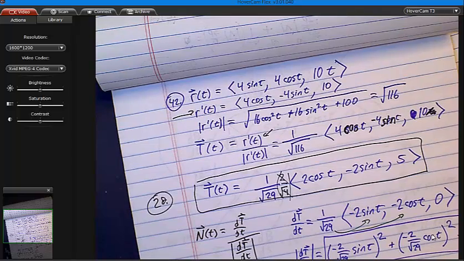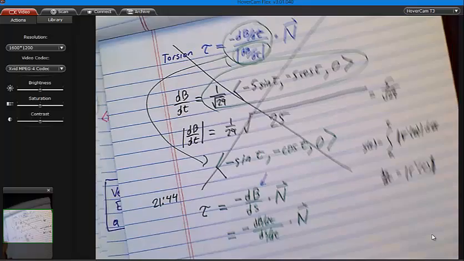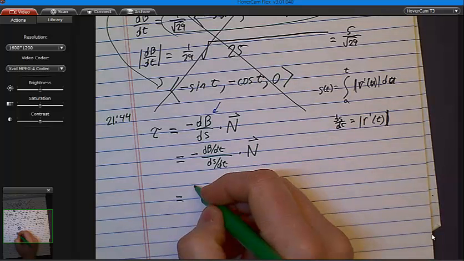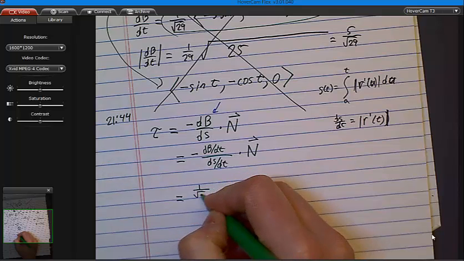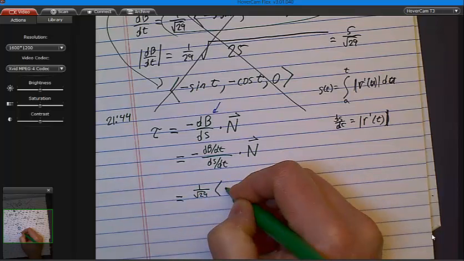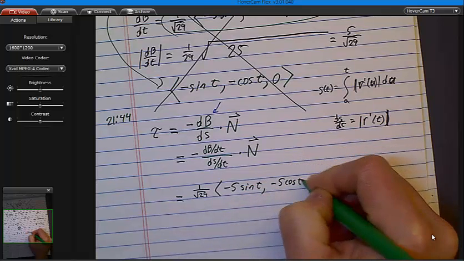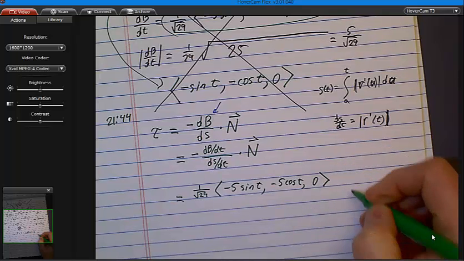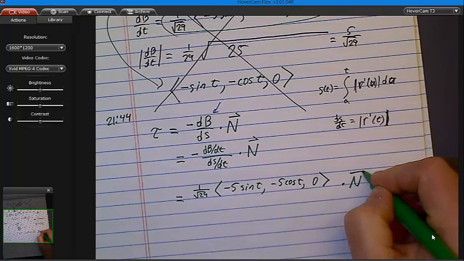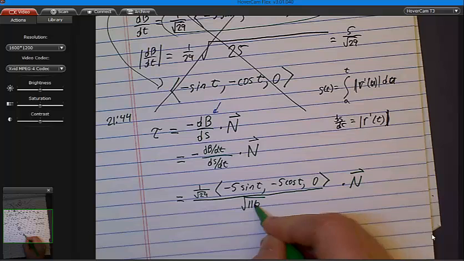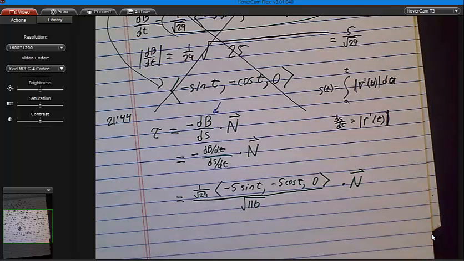That's what I'm saying. Let me see if that works. So, if I'm right, what I get is this. 1 over the square root of 29 times negative 5 sine t, negative 5 cosine t, 0, dot n. But we have to divide by ds dt, which I'm saying is the square root of 116. Yay or nay?